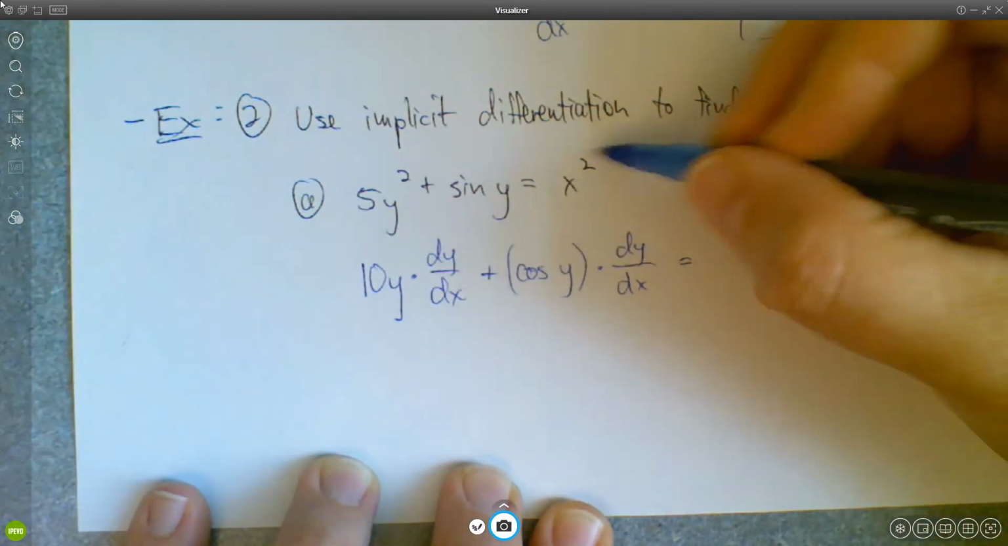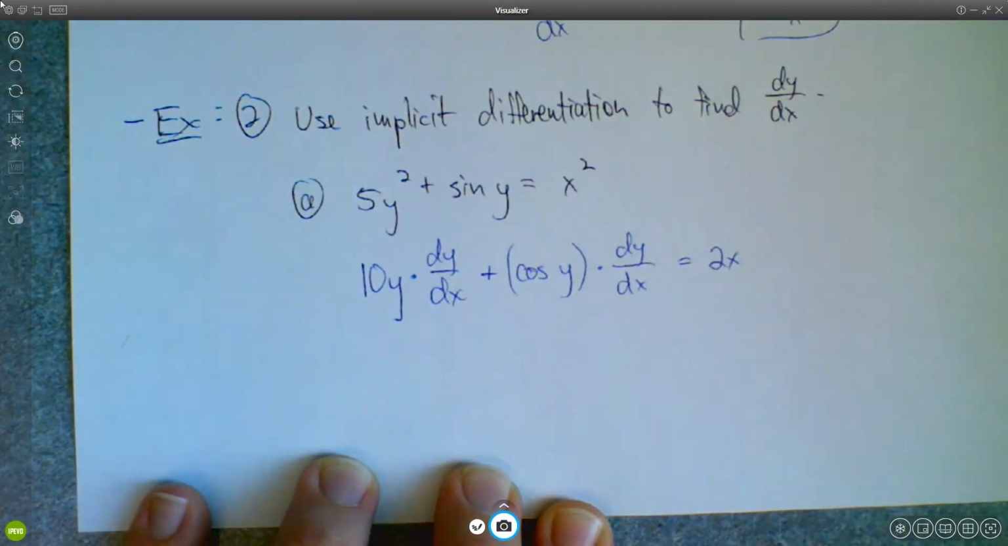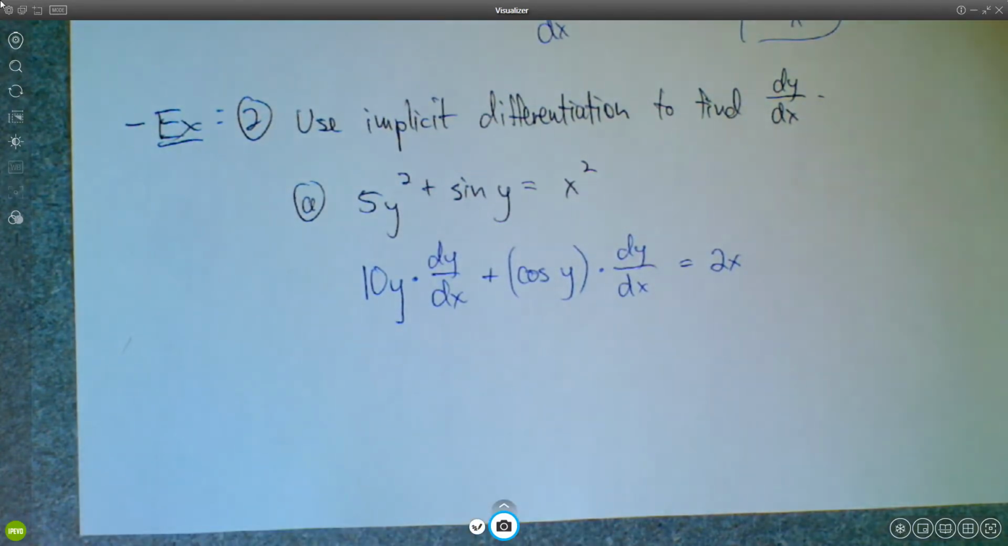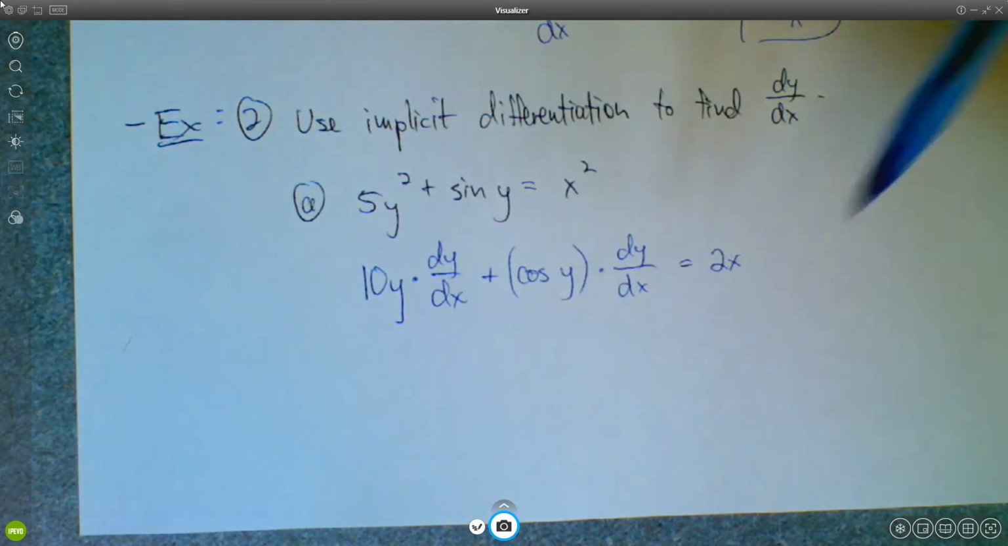And on the right-hand side, I'm going to take the derivative. Derivative of x squared is 2x. This time I don't need to have a dy/dx because I'm differentiating with respect to x, and so there's no need for a chain rule here. Okay? So I'm just going to have 2x on the right-hand side.